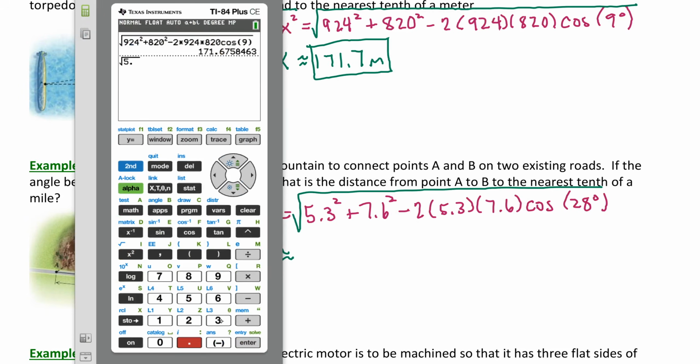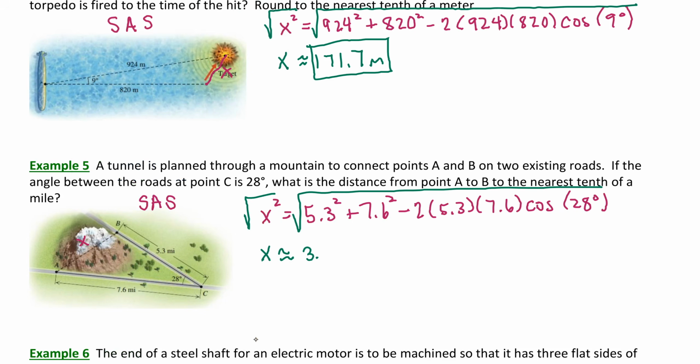Both of these problems are solved in exactly the same way, but they are 2 very different applications. To the nearest tenth of a mile, we get 3.8 miles for the length of the tunnel.